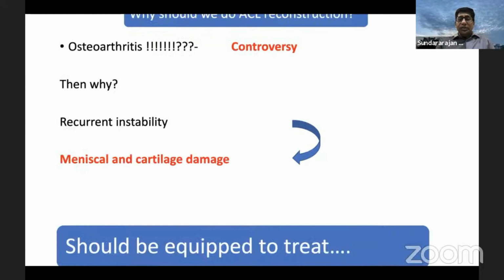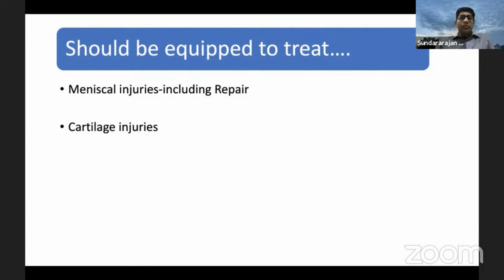The ACL is the most important ligament to stabilize the knee. Of course, whenever you want to do an ACL reconstruction, you have to be equipped with all the implants and equipment to treat meniscal and cartilage injuries, including repair techniques for both meniscus and cartilage. Many patients you may come across, the MRI may be deceiving, because sometimes the MRI report or the MRI quality may not be good. So you may be surprised to see a meniscal tear or a cartilage injury inside, and we cannot simply walk out like that. You have to be equipped with meniscal injury treatment, including the repair techniques.